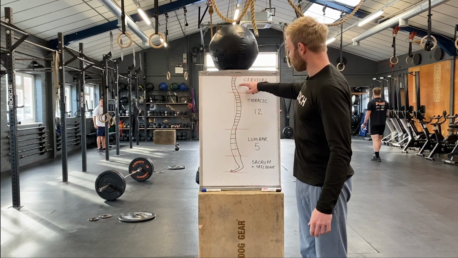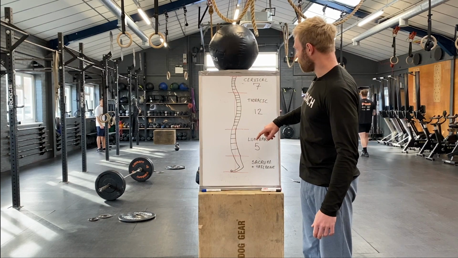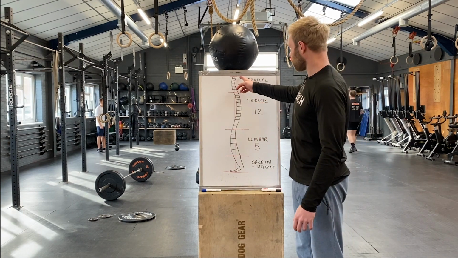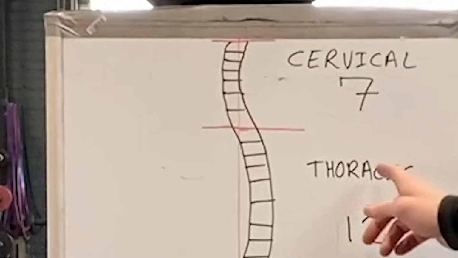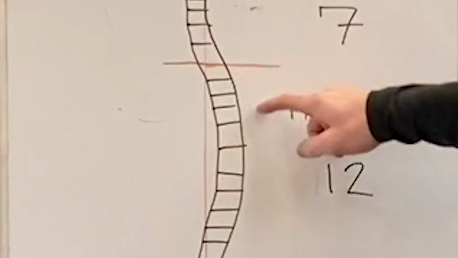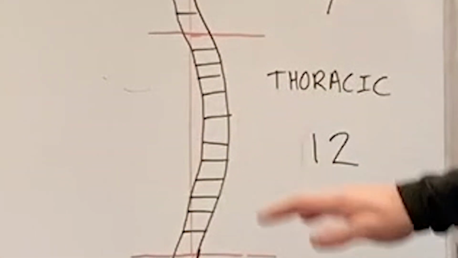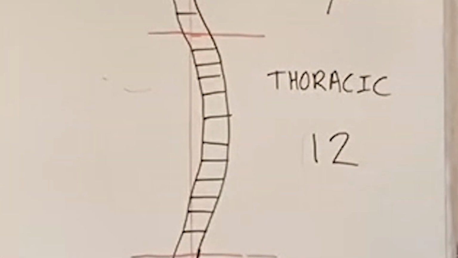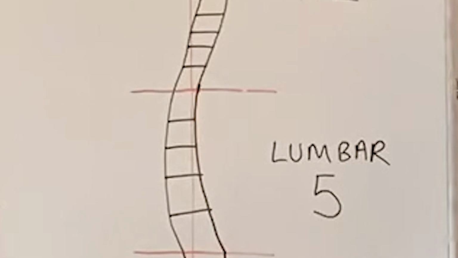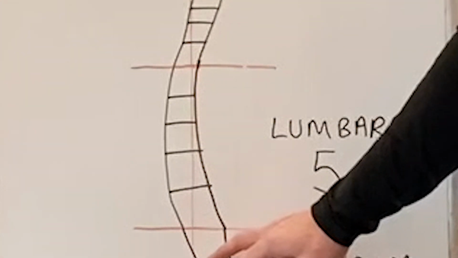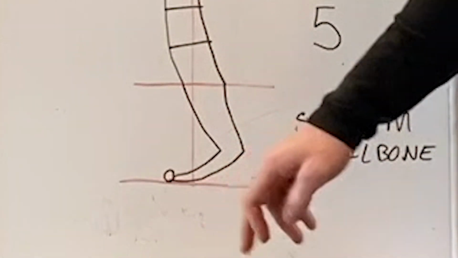So it starts with the cervical spine, and this has got a slight lordosis. This is when the curve is this way. Then your thoracic spine, which is the middle section, has a slight kyphosis. And then finally the lumbar spine, we're back to lordosis again. And then the very bottom of the spine, this is the sacrum and the tailbone.